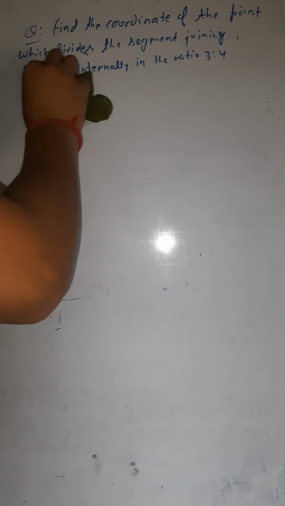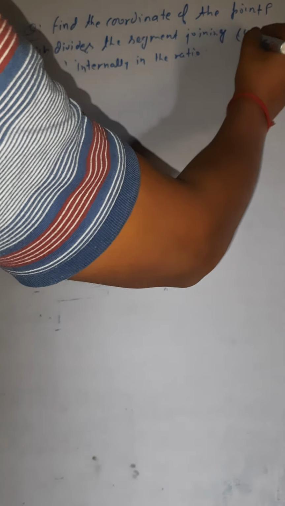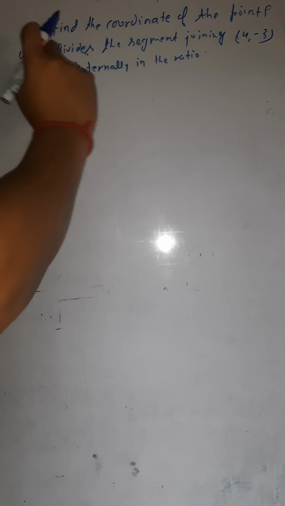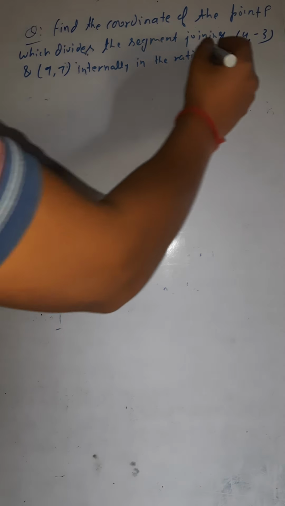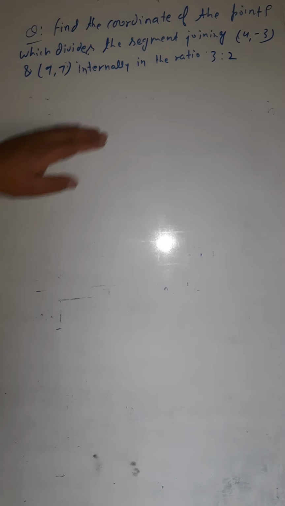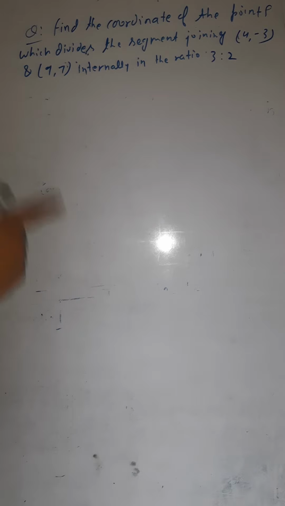Here I'm changing the points and the ratio also. Find the coordinates of point P, which divides the segment joining 4 comma minus 3 and 9 comma 7 internally in the ratio 3:2. Same question. Write down the values first: x1, y1, x2, y2, m1, m2. Then find out the value of x and y by using the section formula.